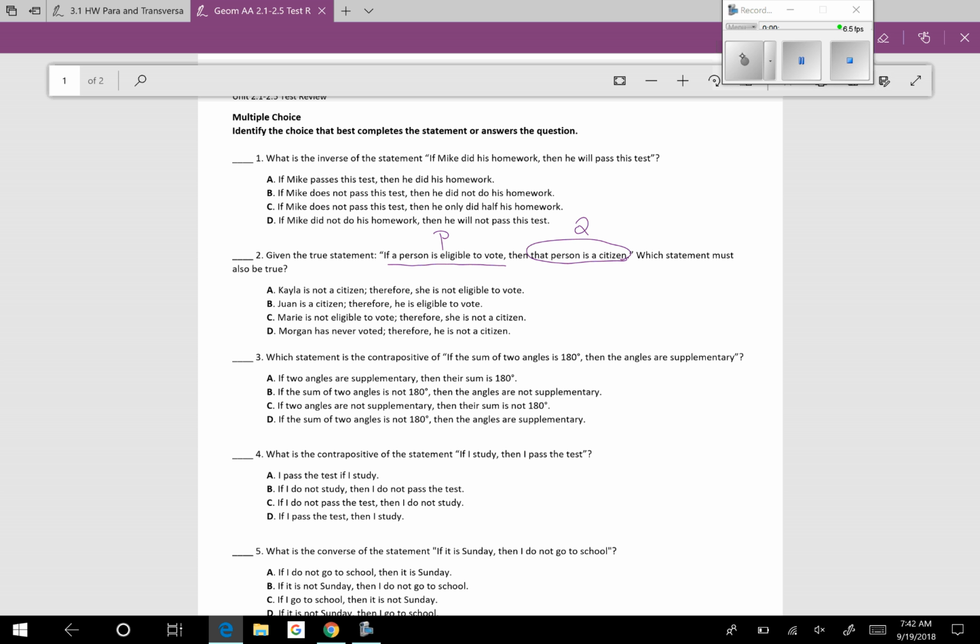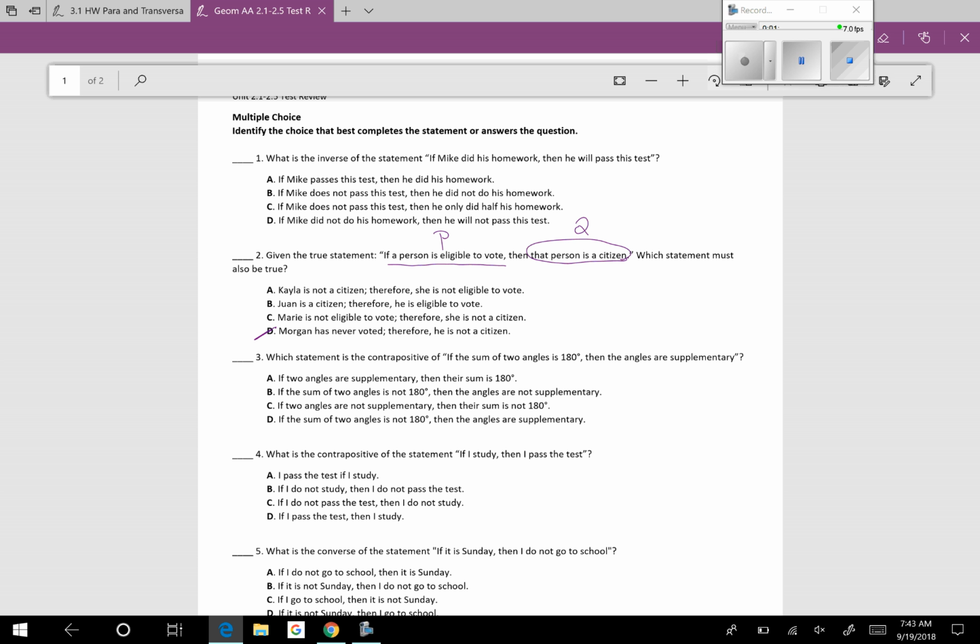Morgan has never voted, therefore he is not a citizen. Does that have anything to do with what our original statement says? No. We don't care if you voted before or not. It's just, are you eligible to vote? Then that means you're a citizen.